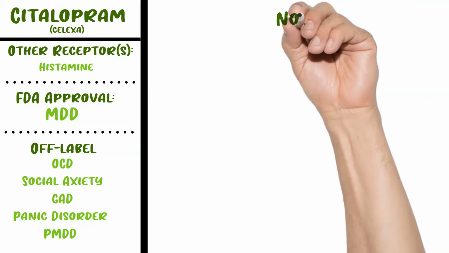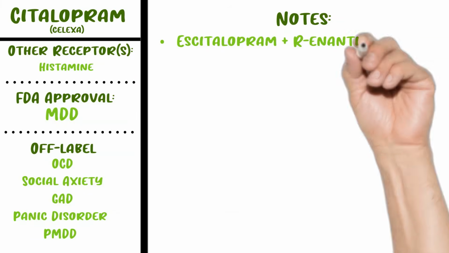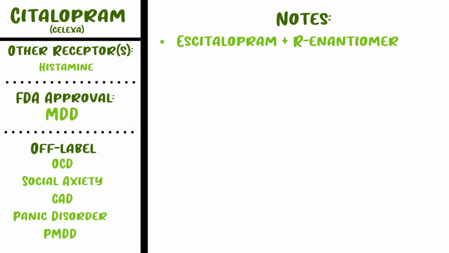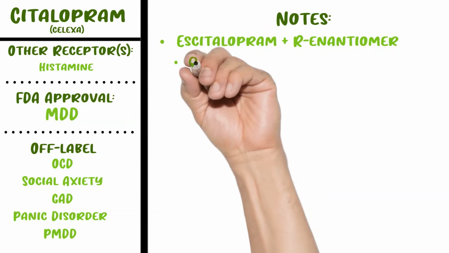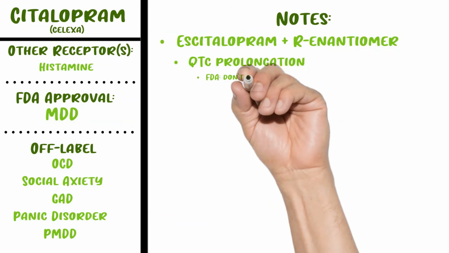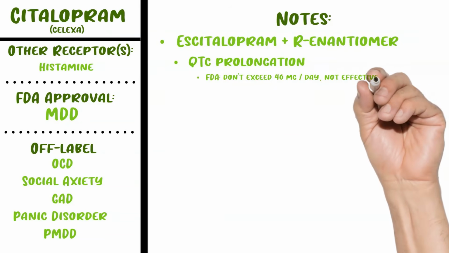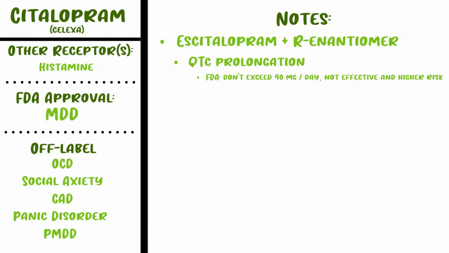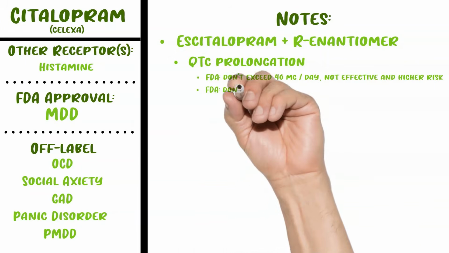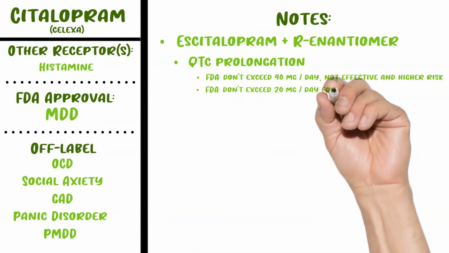So as I was saying before, citalopram is the racemic mixture of escitalopram and R-citalopram. So the R enantiomer is kind of the problematic enantiomer in this mix. So that's why I kind of think of it as similar to escitalopram with just a few additional problems. So the additional problems is that it causes worse QTc prolongation. The FDA said you can't exceed 40 milligrams per day of citalopram because it's not effective and it's just a higher risk. And they say don't exceed 20 milligrams a day for patients at higher risk.